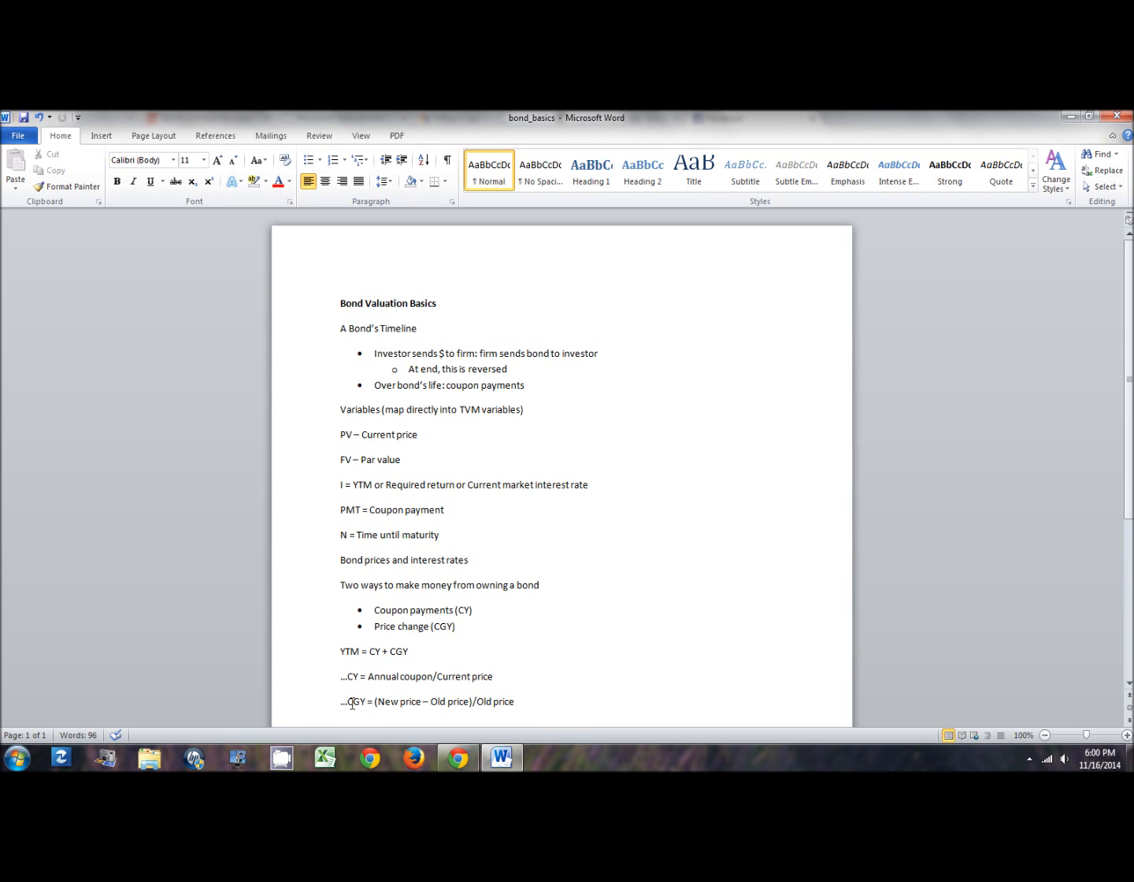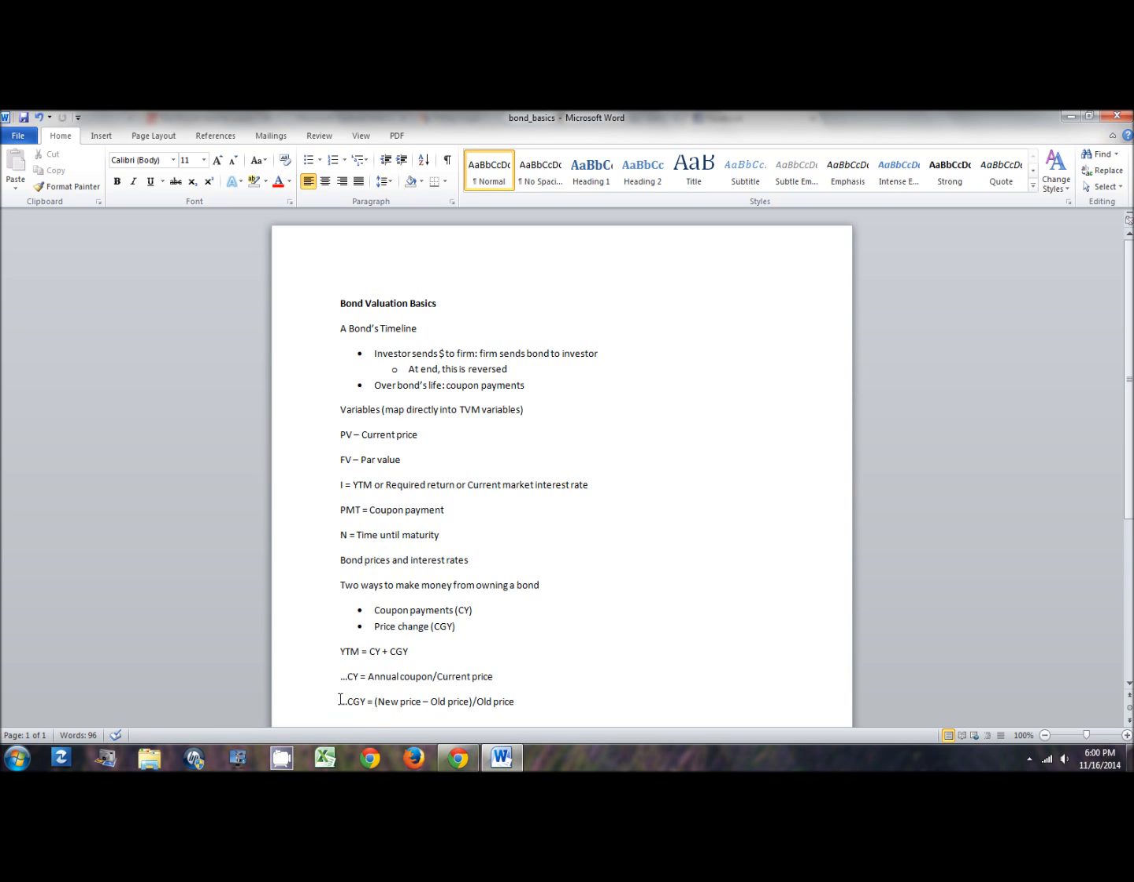So if I'm trying to solve for my capital gains yield, I need to know my new price, which will be the price of the bond at the end of the year, minus my old price, which would be the price of the bond today, divided by the old price, which is the price of the bond today. That is how you find the capital gains yield of a bond.